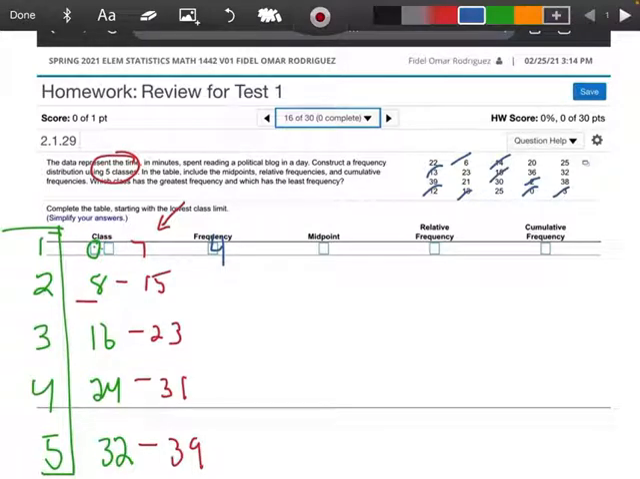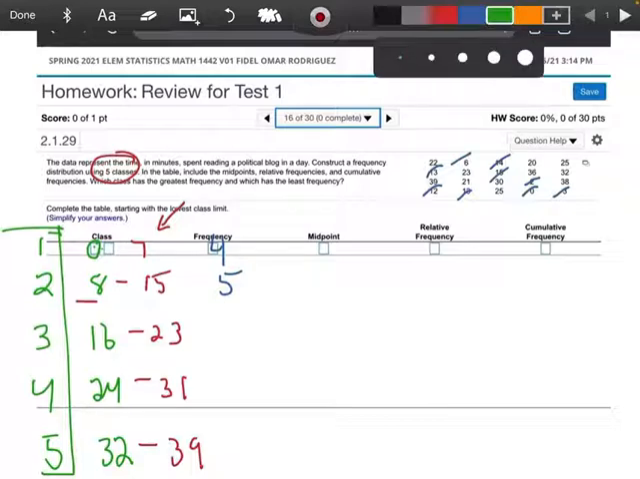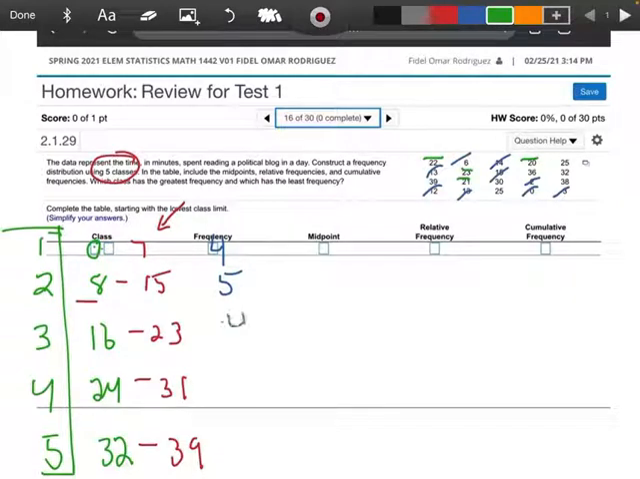14 and 15, that makes 5. So this number here should be 5, okay? Now I'm going to count how many numbers I have between 16 and 23. After we hit 15, I don't have any 16s, but between 16 and 23, I got 1, and I got 2, and I got 3, and I got 4. So this should be 4 here, okay?